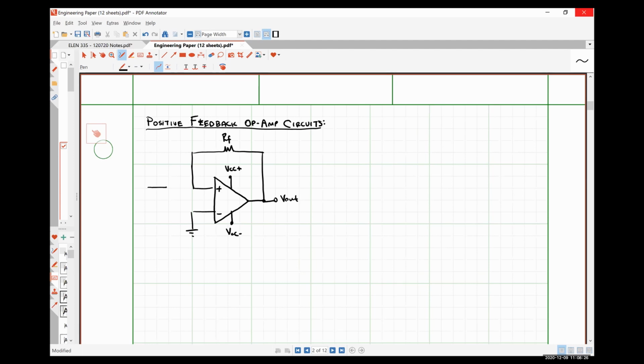Similarly, we may additionally have a resistor network and then potentially an input voltage. It doesn't matter if we put our input voltage on the non-inverting terminal or the inverting terminal. What makes it a positive feedback op-amp circuit is this feedback resistor between the output and the non-inverting input. So what a positive feedback circuit does is it takes a small amount of the output signal and adds it to the input signal.